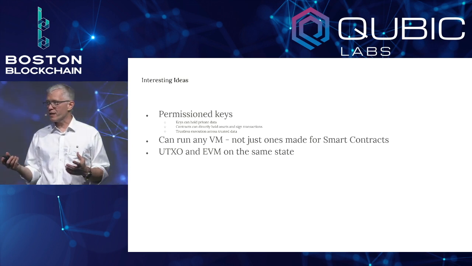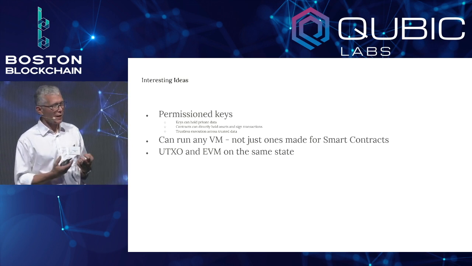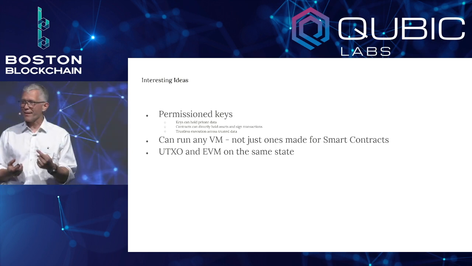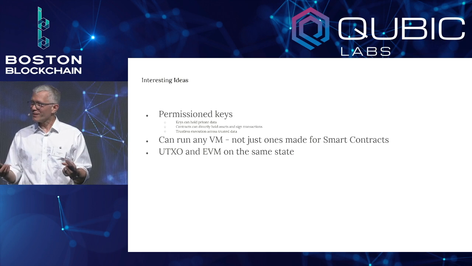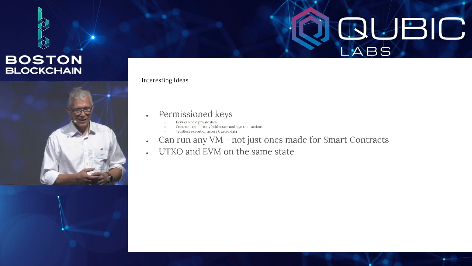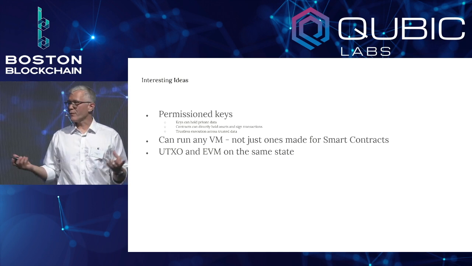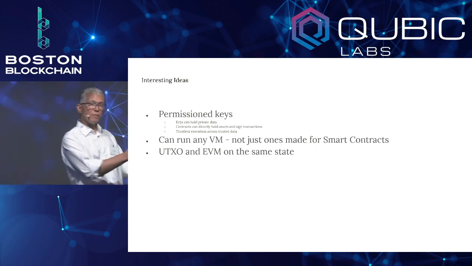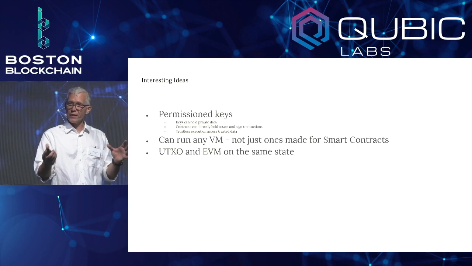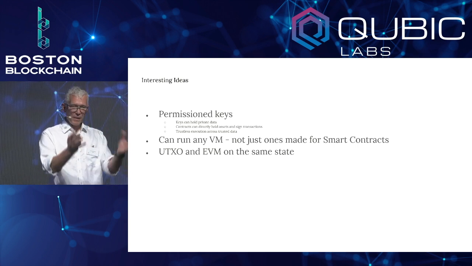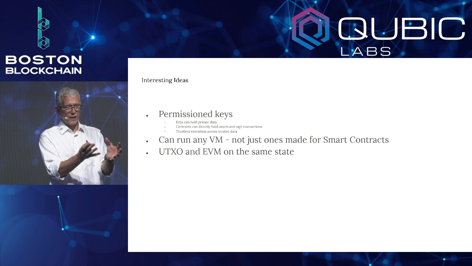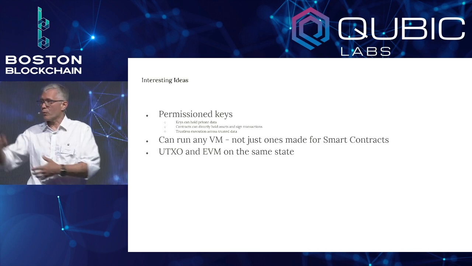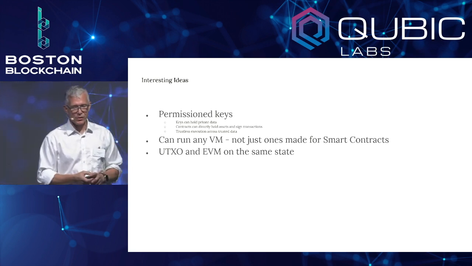Like I said, permission keys. What if a smart contract could actually hold a private key, so it could actually sign things? That would be really cool. Yes, you can actually do that. We can run any VM, not just ones made for smart contracts. VMs for smart contracts are made to maintain a collection of keys that only that smart contract can control. And that's what you want, because you don't want some random person to just update their balance to whatever.